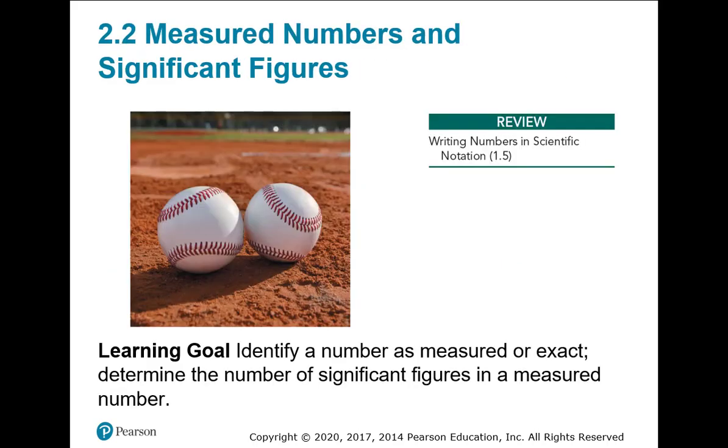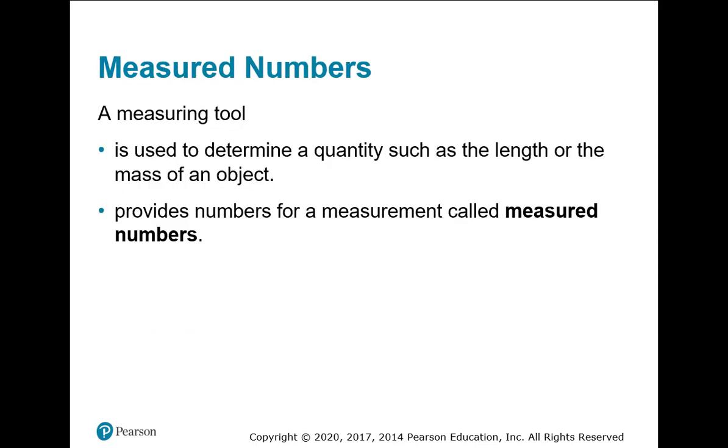Section 2 is about measuring numbers and significant figures. You're going to be able to identify a number as measured or exact and determine the number of significant figures in a measured number. A measuring tool is used to determine a quantity, such as the length or the mass of an object. A measuring tool provides numbers for a measurement, called measured numbers.